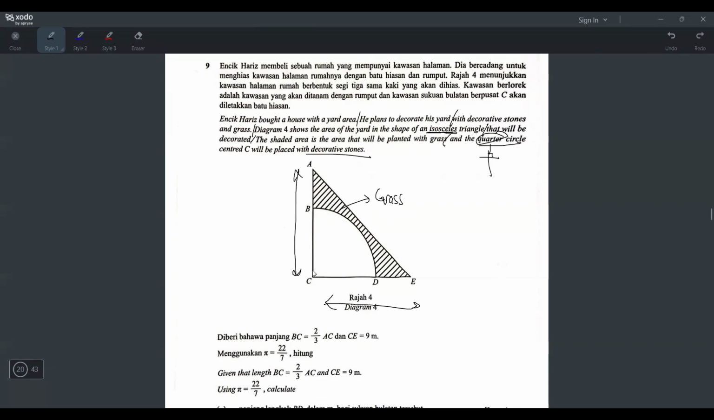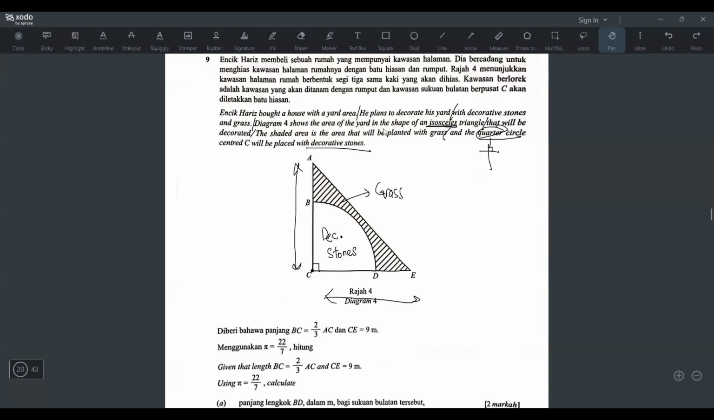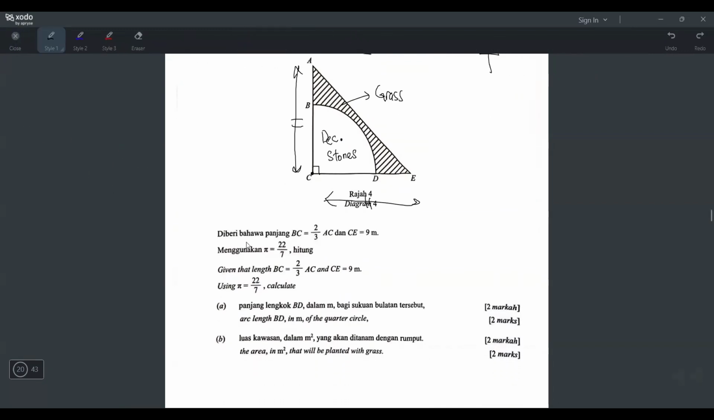And you can see the center of the circle is here at C. So this is 90 degrees. And then they say decorative stones will be placed. So this one, they put stones here, decorative stones. Okay. So far, so good. So there's no more info here. Isosceles triangle, okay, isosceles means this one is equal to this one. But we don't know the length, so nothing I can do. Okay, so I think I can skip to below, look down here.